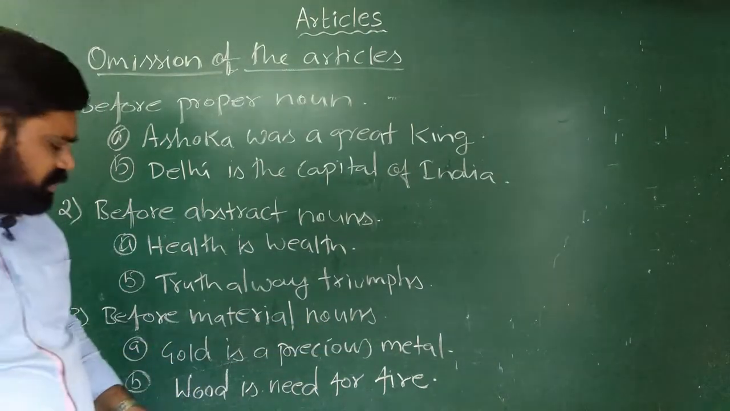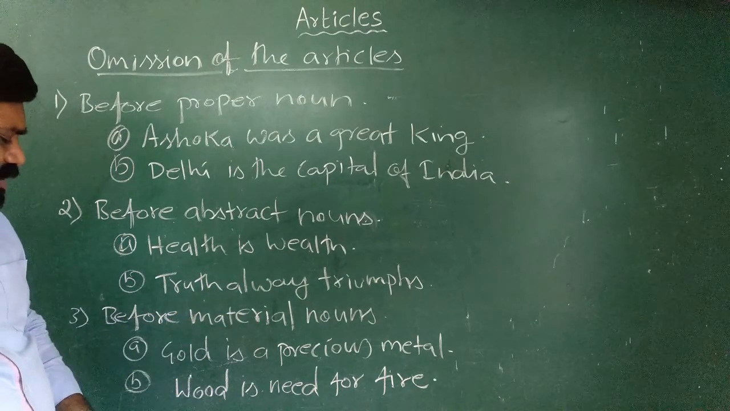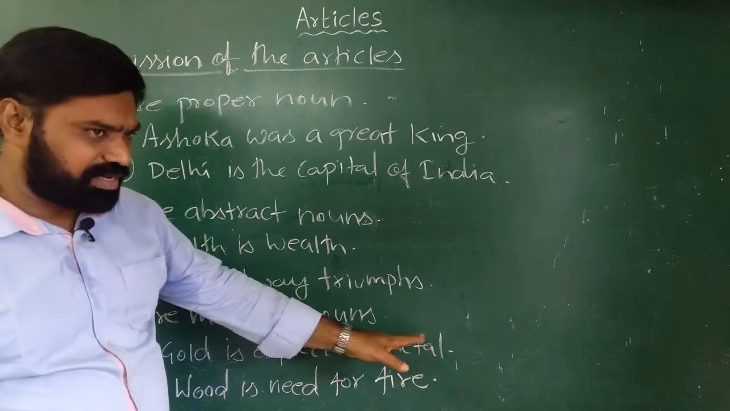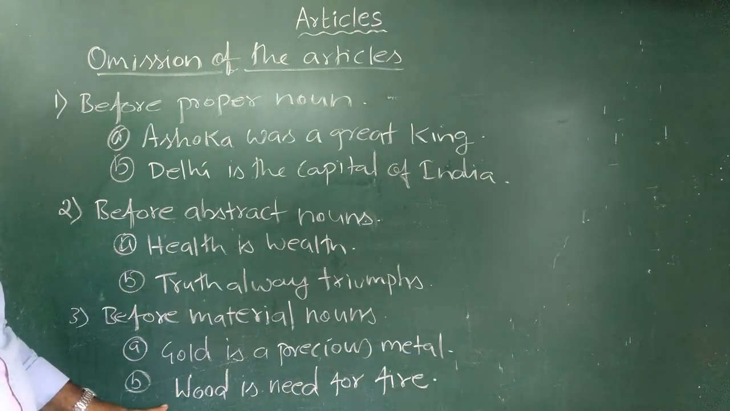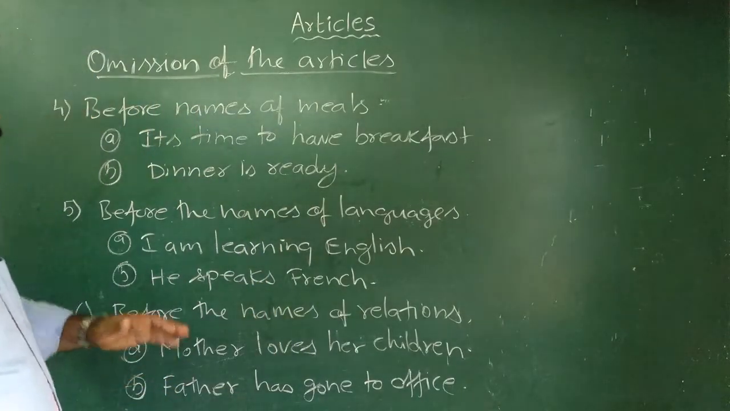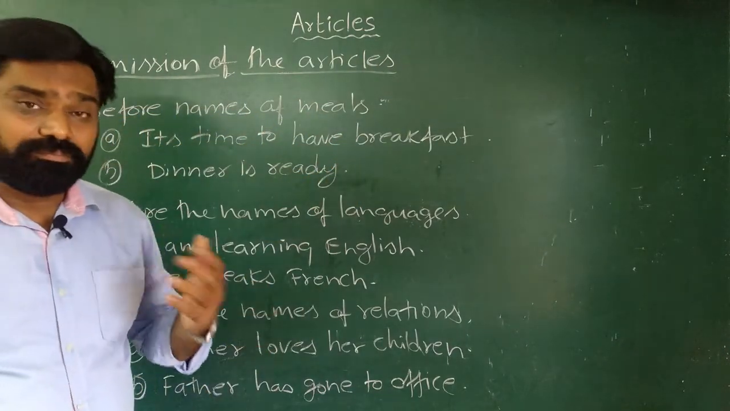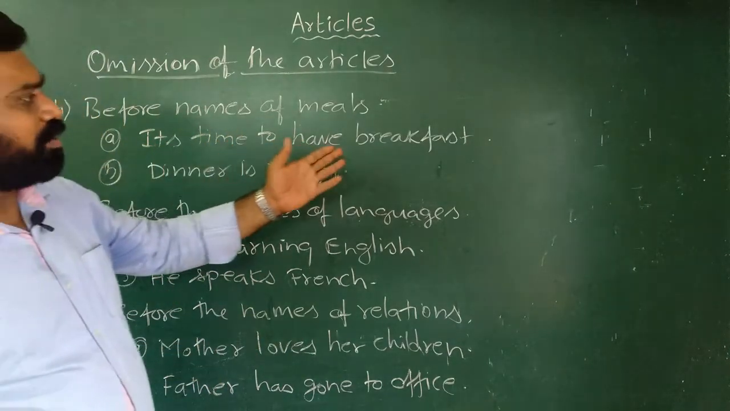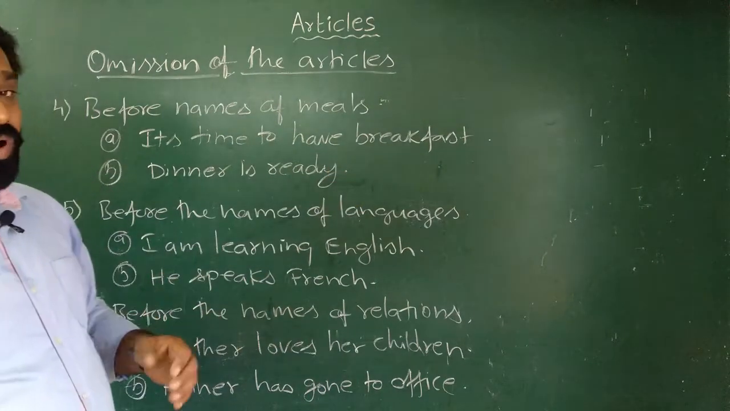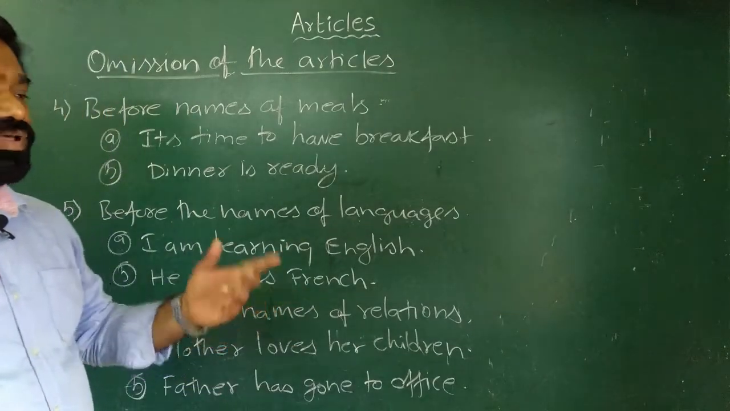Coming to the third one, we should not use articles before material nouns, right? Materials like gold, silver, iron, wood, etc. all are names of material. So gold is a precious metal. We cannot use an article before gold, and similarly we cannot use an article before wood, right? We should not use articles again before the names of meals, right? All the meals that we have, for example, breakfast, lunch, dinner or supper. For example, it's time to have breakfast. We cannot say it's time to have a breakfast or it's time to have the breakfast. We should not use articles before the names of a meal.